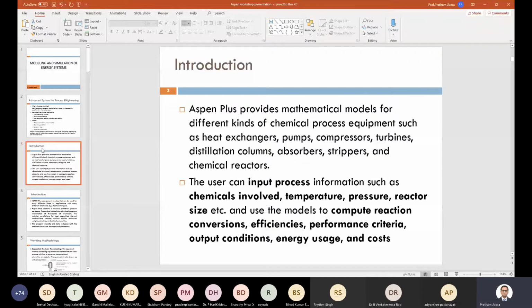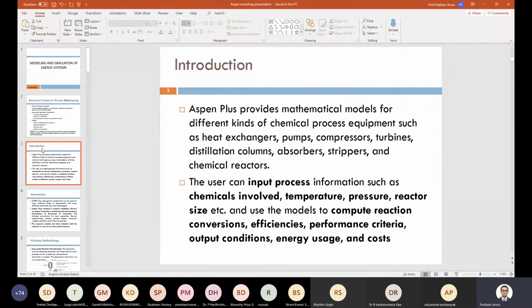In case we are dealing with biofuel production, we need heat exchangers, we need columns, we need reactors. So it's important that we have ready-made equipment or designs available so that we save time.